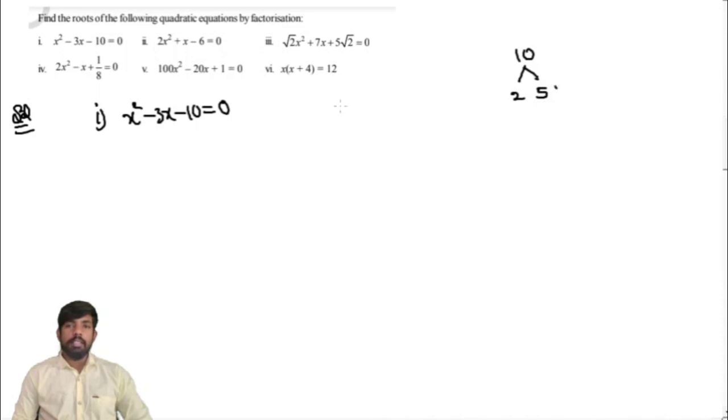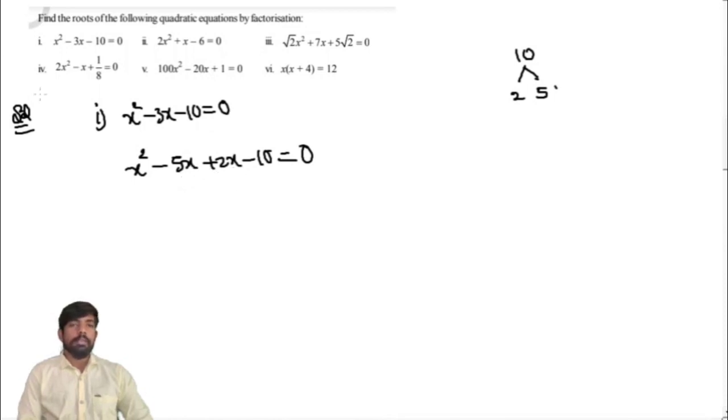So if I multiply this, I am getting 10, and also if I subtract this, I am getting the middle term, right? Splitting the middle term. Now from here, what can I write? x square minus 5x plus 2x minus 10 is equal to 0. See here, minus 5 plus 2 is minus 3x, right? So in the place of this 3x, I can write minus 5x plus 2x.